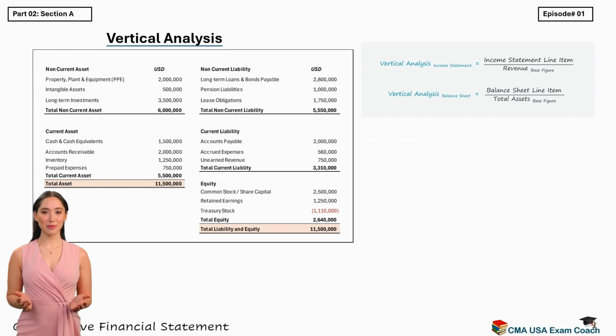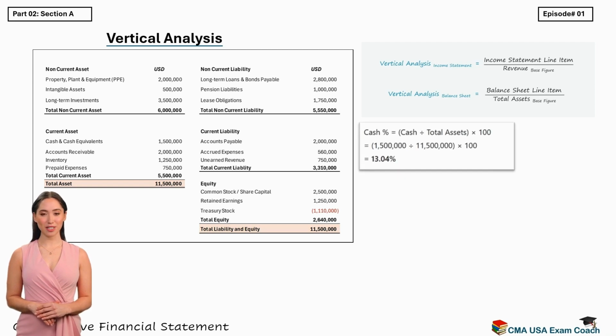Now, let's discuss vertical analysis for balance sheet items using the example shown. To determine the percentage of cash in relation to total assets, we take the cash amount of $1,500,000. Then we divide it by the total assets of $11,500,000. Finally, we multiply the result by 100 to express it as a percentage. This gives us 13.04%, meaning that cash represents 13.04% of total assets.